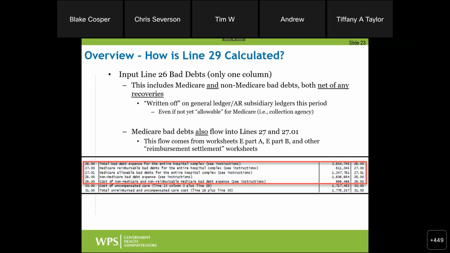And that's another contentious point. Providers have argued that, hey, not all non-Medicare bad debt is a charge. Some of it might be another insurance company that's only deductible or co-insurance. And that's been asked and answered by CMS. As it stands right now, they're still subjecting that to the cost to charge ratio.